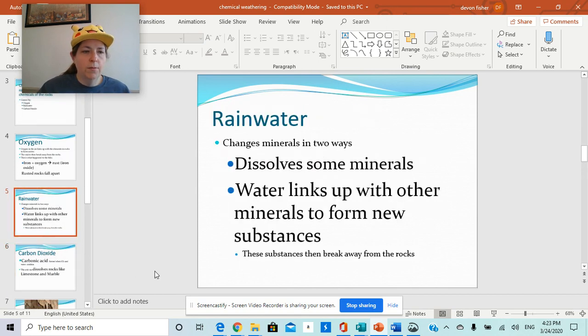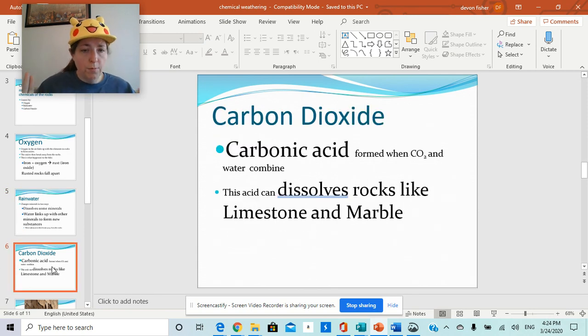All right, rainwater changes minerals in two ways. So first off, it can dissolve some minerals. It also links up with other minerals to form new substances. These substances then break away from the rocks. Our third, and the super important one that's on the Regents a lot, is carbon dioxide.